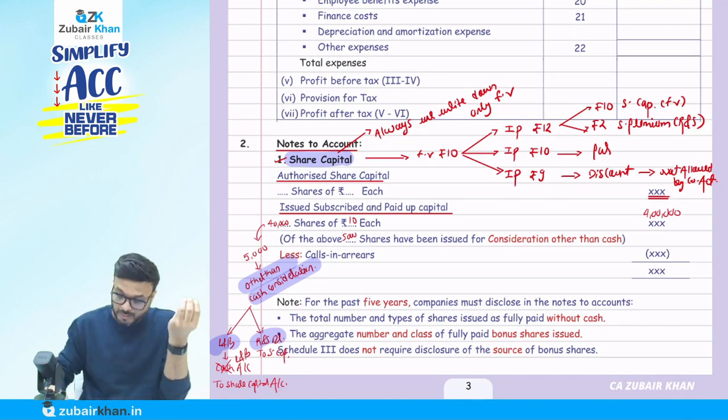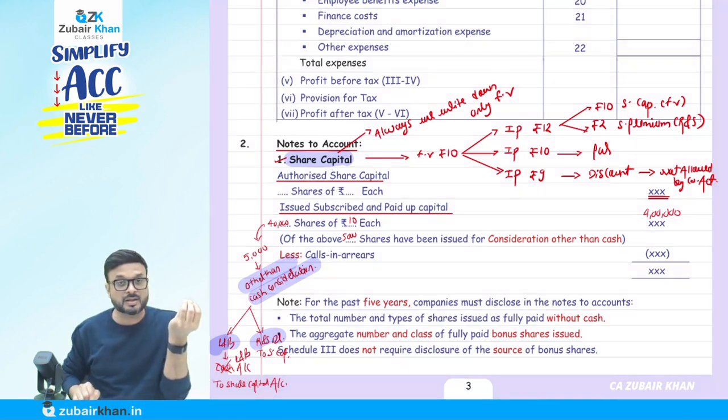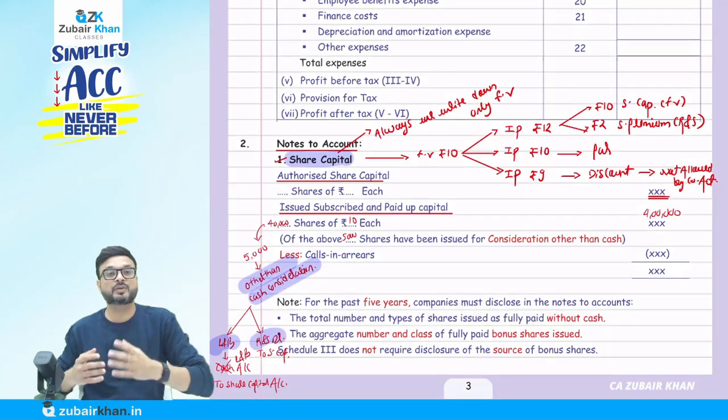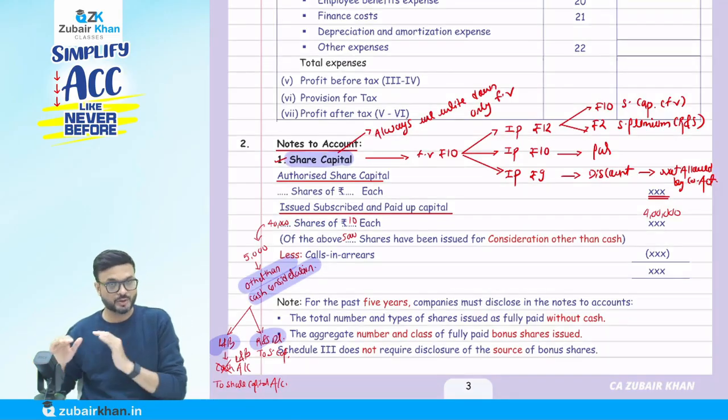I'm discussing with you. In both entries, you will observe that we credited the share capital account, but we have not debited the cash account. So we call them other than cash consideration. You got the point here?